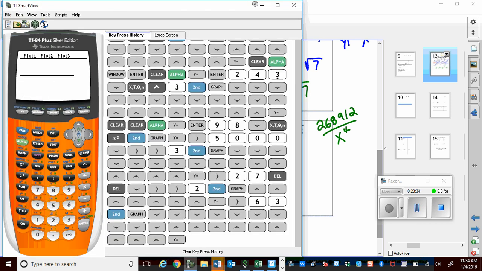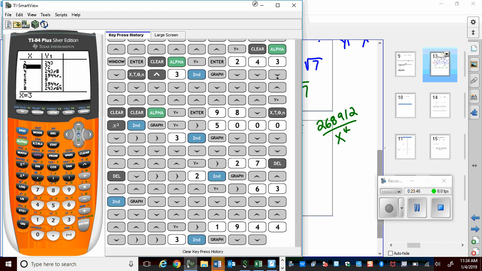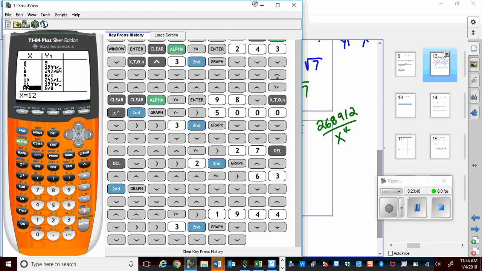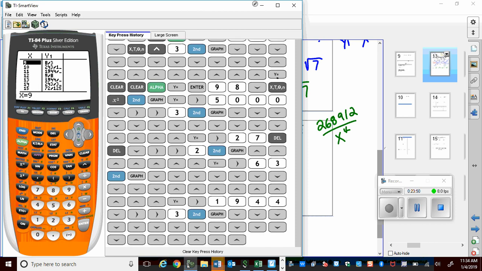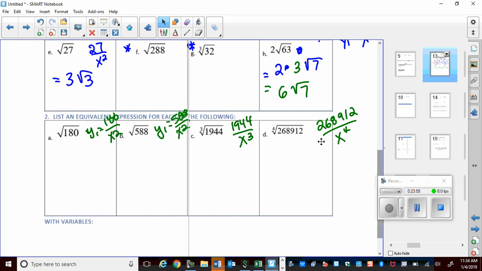So we're doing C, 1944 over x cubed. And I go second graph, looking for the smallest whole number y. It looks like 9 might be it, and 9 it is. 9 is paired with 6. So make sure you're using that radical. So the cube root of 1944 is 6 cube root of 9.